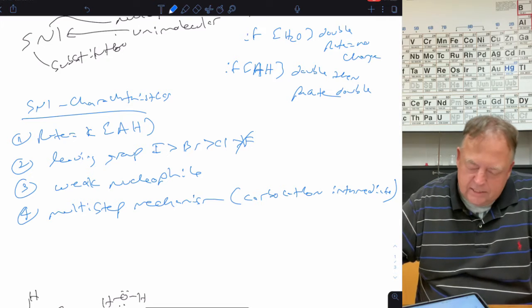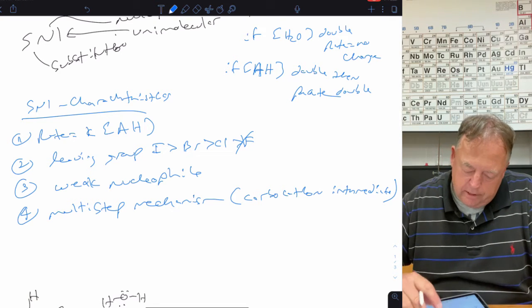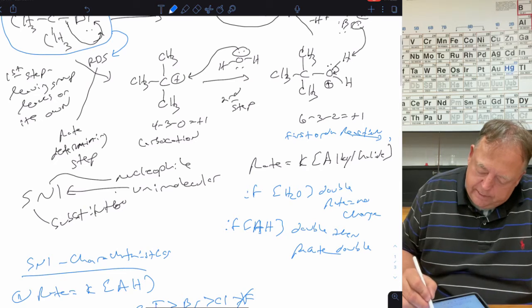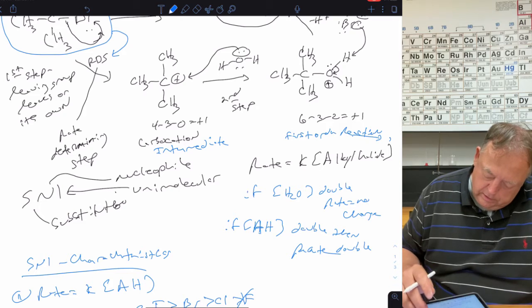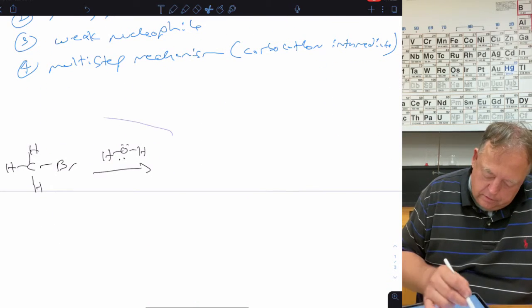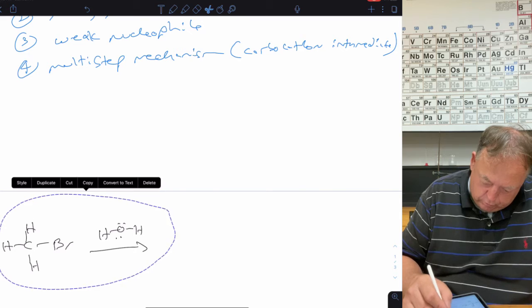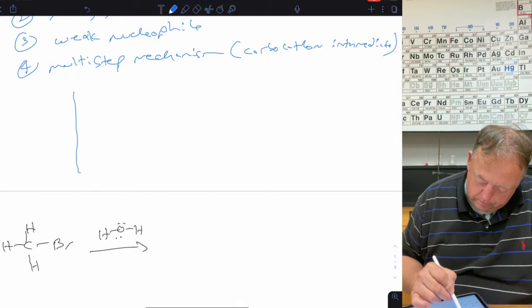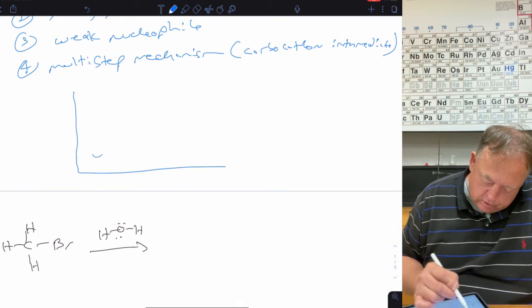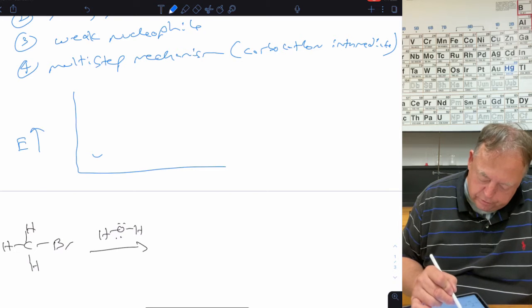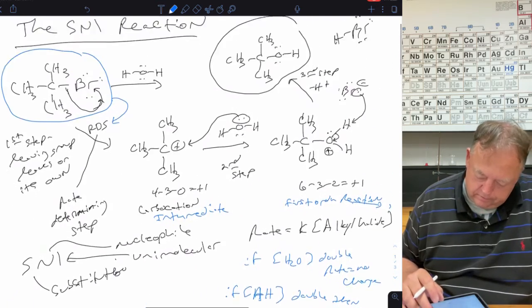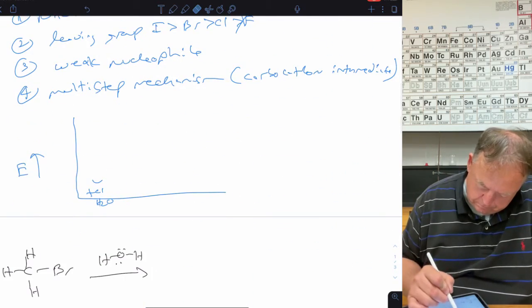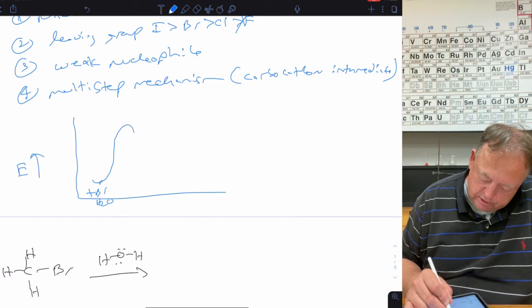So it goes through a multi-step mechanism with the carbocation intermediate, right? So what does it mean for that to be an intermediate? If we looked at the reaction profile, or the reaction coordinate diagram, you start at some energy with your starting material. We have bromide. And then you go through a transition state to make the carbocation.